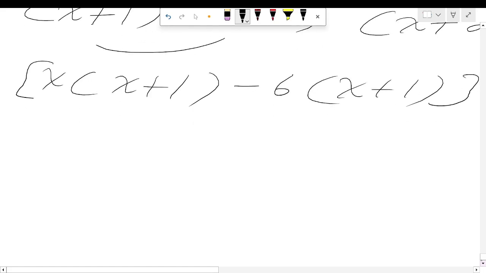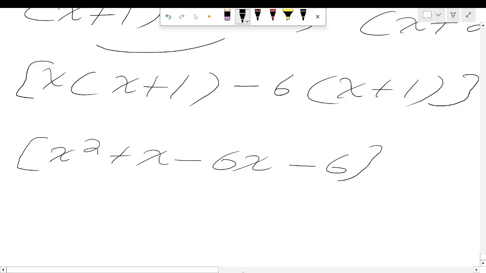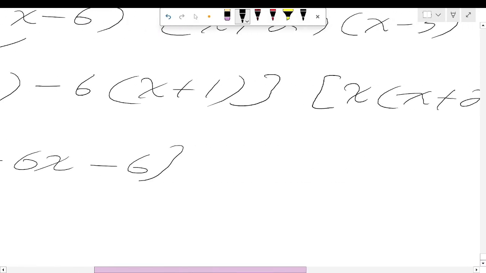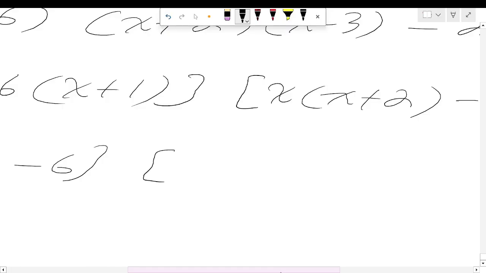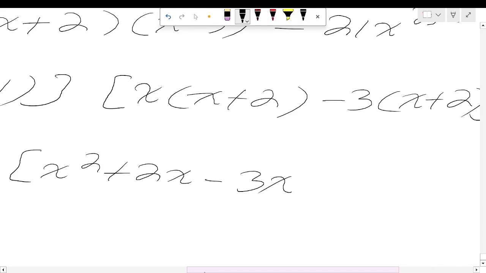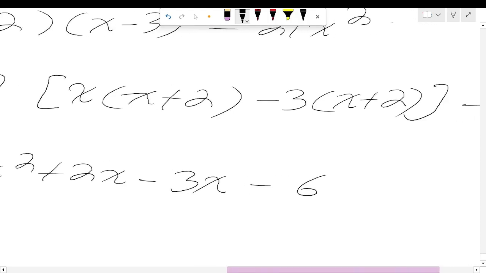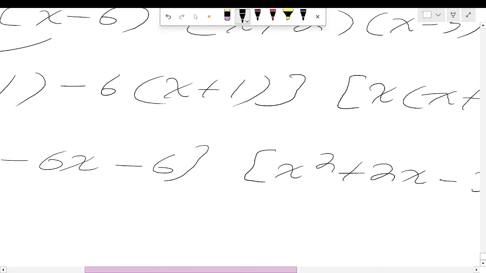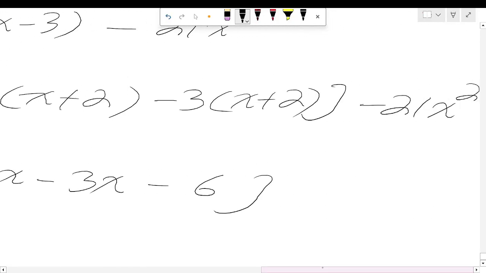Okay, so now what do we need to do next? We need to simplify it much further. So x with x is x square plus x minus 6x, and minus plus is minus, so 6. So this is our first expression, but it is not simplified. We will do it in the next steps. Then we have x square plus 2x. Then we have 3x, minus plus is minus, 3 2s are 6, and then we will close this with a square bracket.